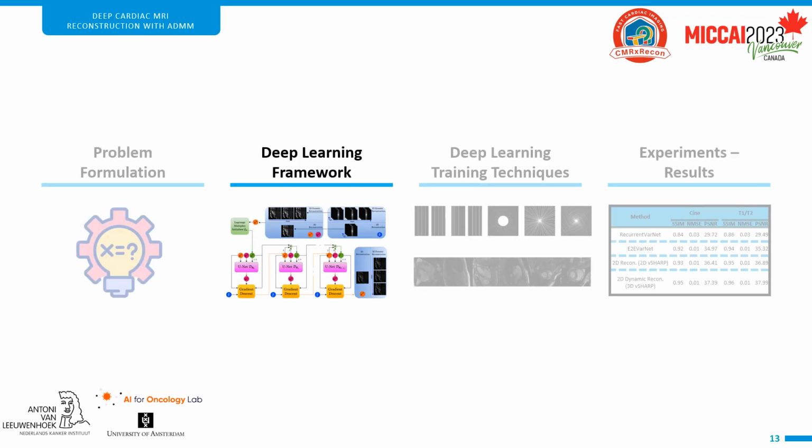Up to this point, we've defined our reconstruction challenge as minimization problems within dynamic and non-dynamic frameworks. We've then reconfigured each of these frameworks using the half-quadratic variable splitting and ADMM techniques. Now, let's explore how we harness the power of deep learning within these frameworks.